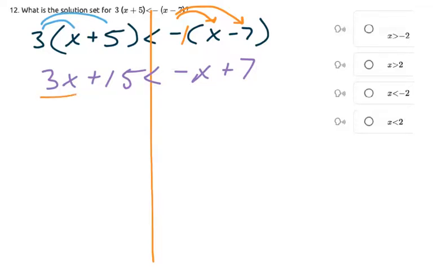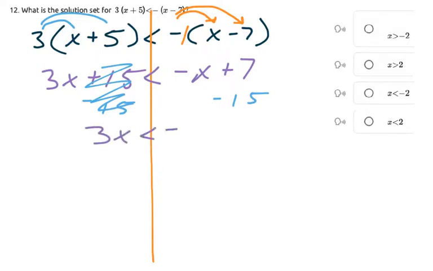All right, so we're going to go ahead and get the x by itself. We've got 3x. So let's subtract away 15 here. I'm going to subtract away 15 there. It's going to cancel out. I'm going to be left with 3x is less than negative x. 7 minus 15 right over there is negative 8. I'll tack that onto the end in blue.